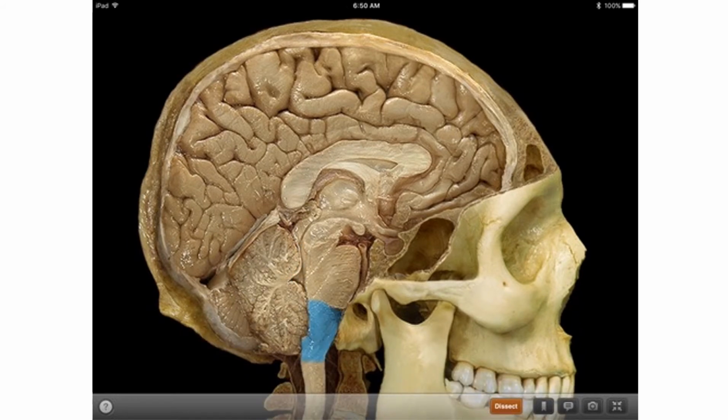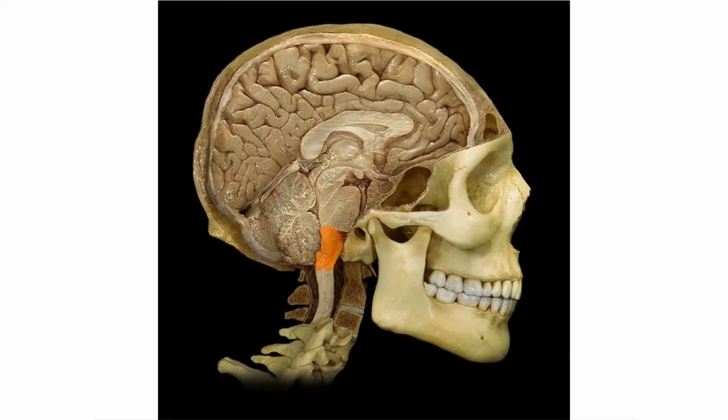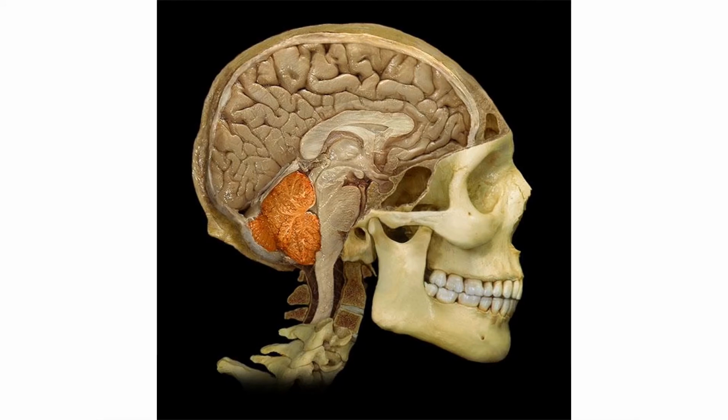In this sagittal view of the brain, the blue marked structure is the medulla oblongata. This is another view of the medulla oblongata. It is inferior to the pons and the superior part of the spinal cord, and it connects the spinal cord to the brain, and it is posterior to the.